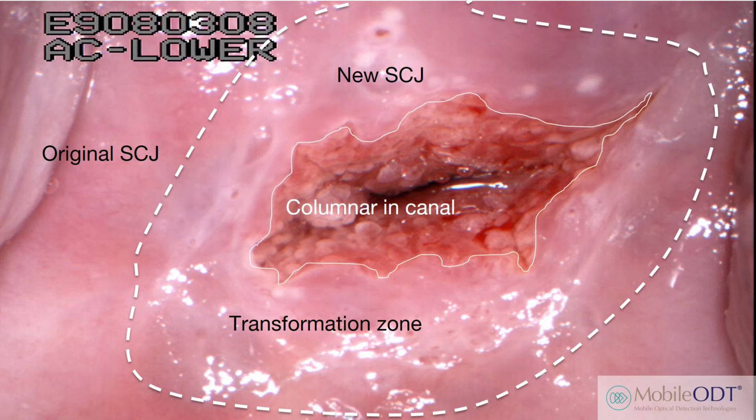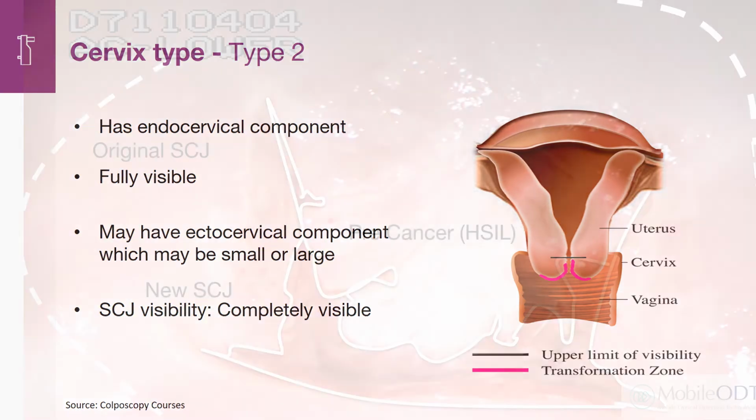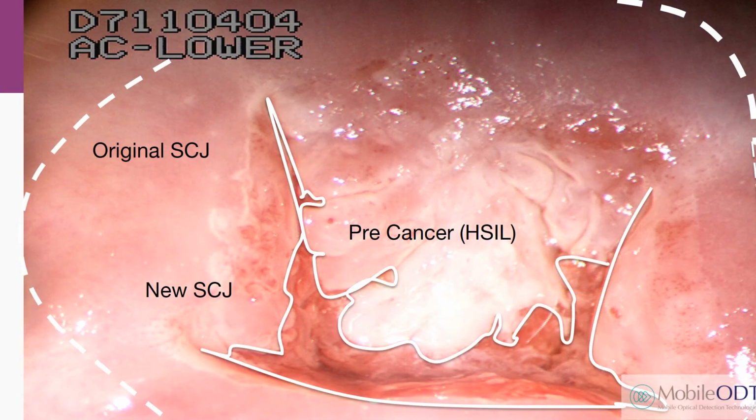In cervix type 2, the transformation zone has an endocervical part, but it's still fully visible. In this example, you can see that some parts of the new SCJ are located inside the cervical canal, but are fully visible. In this image, you can also see a precancerous lesion, which is painted white due to acetowhitening.